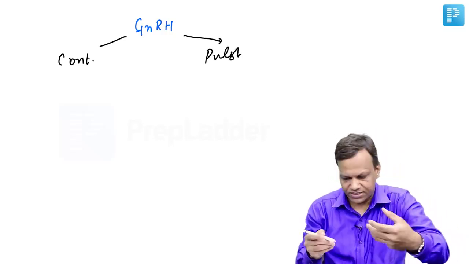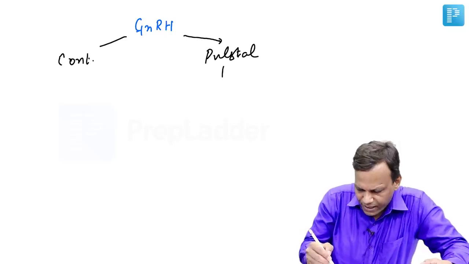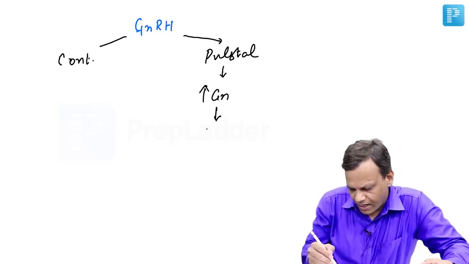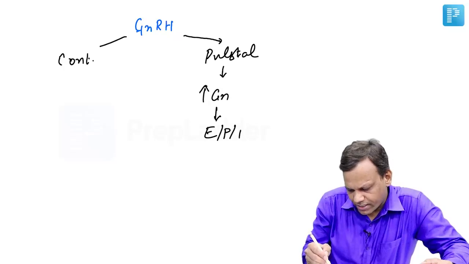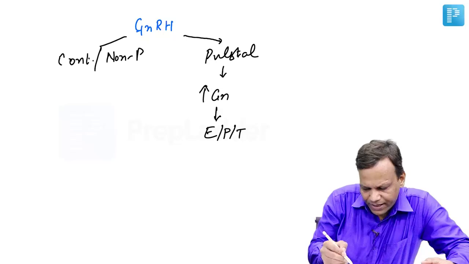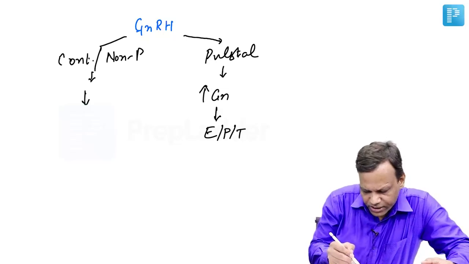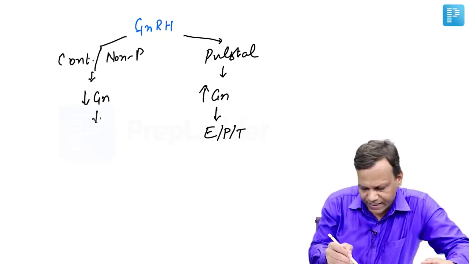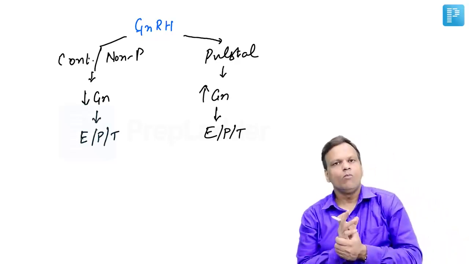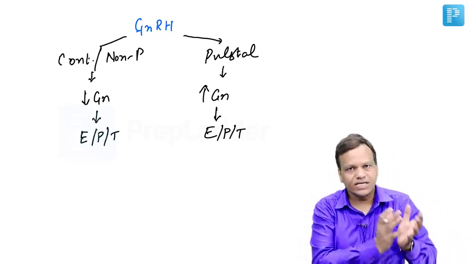Physiologically, it is secreted in pulses. So if we give in pulsatile manner, it will increase gonadotropin, and that will increase sex hormones like estrogen, progesterone, and testosterone. But if we give it continuously, or we can say non-pulsatile manner, then the action is reversed. So it will start decreasing gonadotropin, that can decrease these sex hormones. So that means we can use this hormone both to increase sex hormone as well as to decrease sex hormone.